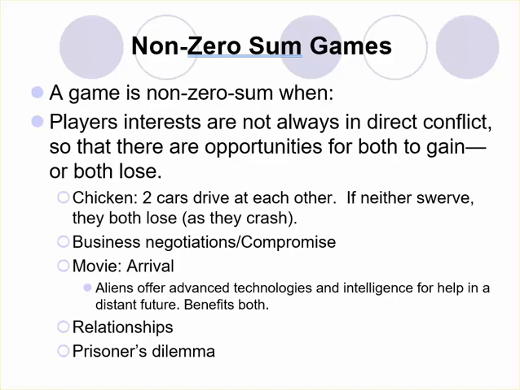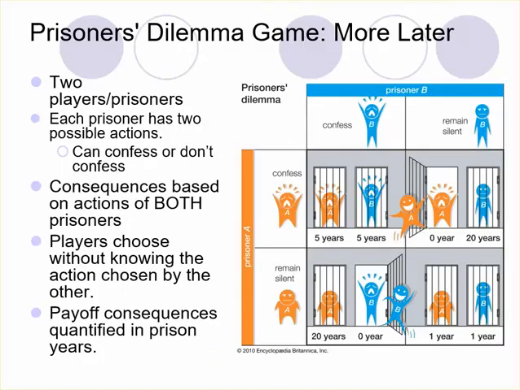And one we're going to look at more later this week is called the prisoner's dilemma. In the prisoner's dilemma, what we have is two players, or quote, two prisoners. And each prisoner has two choices. They can either confess or they cannot confess. Now, the consequences are based on the actions of both prisoners. So if I confess, my punishment isn't based just on me, it's also based on what the other prisoner does.